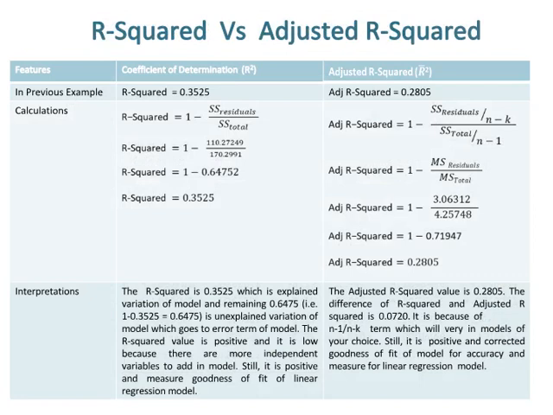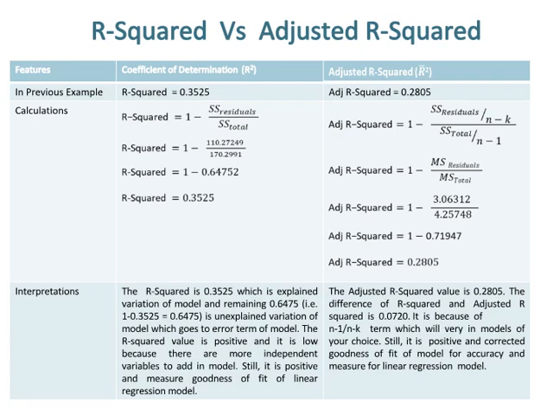In the previous example, R squared is equal to 0.3525 and adjusted R squared is equal to 0.2805. By putting in the value of R squared, we get the value of R equal to 0.5925. By putting in the values of SS residual and SS total, we get an R squared value of 0.3525. By putting in the values of MS residual and MS total, we get an adjusted R squared value equal to 0.2805.